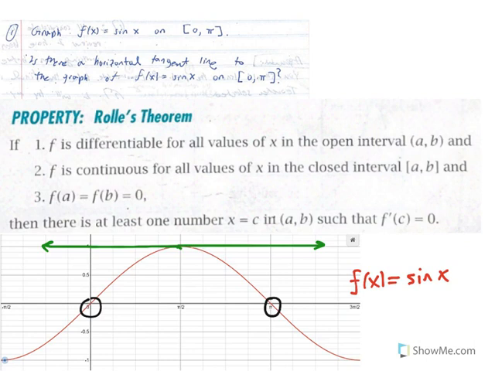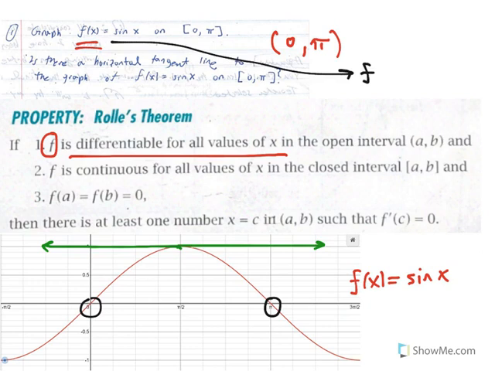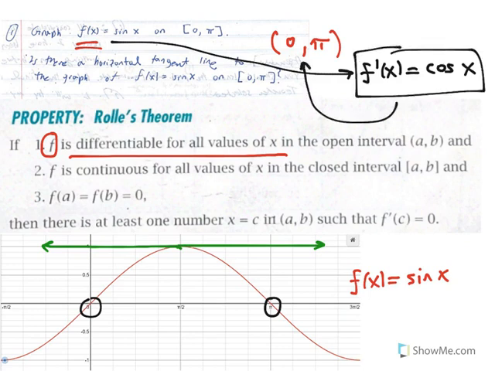Rolle's theorem states that if you have a function that is differentiable for all values of x on the open interval from a to b, in our case that would be the open interval from 0 to pi, and because we can find the derivative of f, we know f prime of x is equal to the derivative of sine, which is cosine x, and this function is defined at all of these values. We know that our function f is differentiable for all values of x in the open interval from a to b.